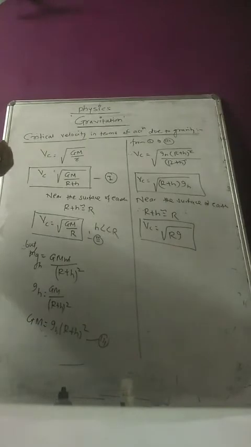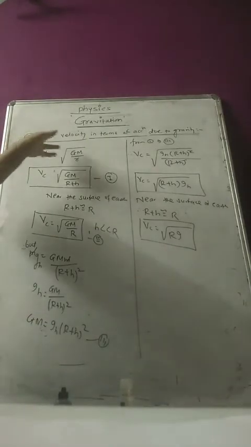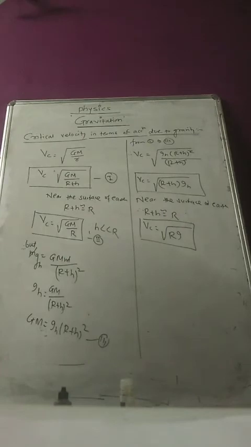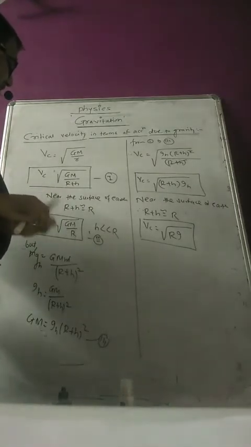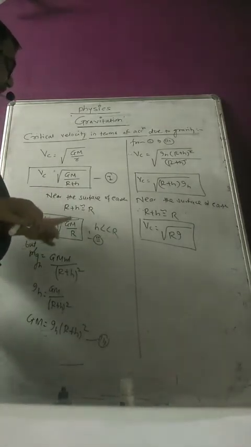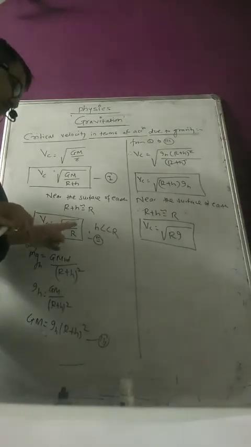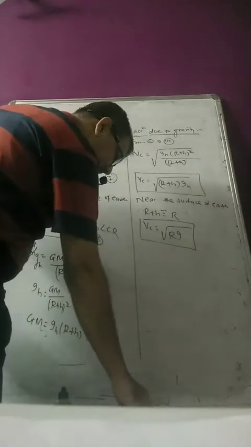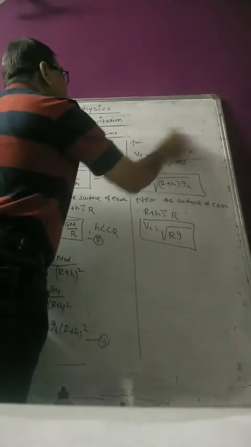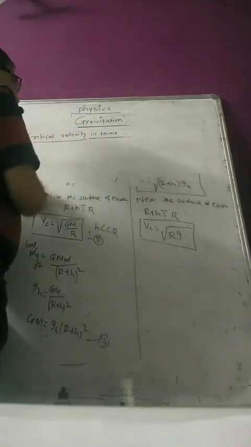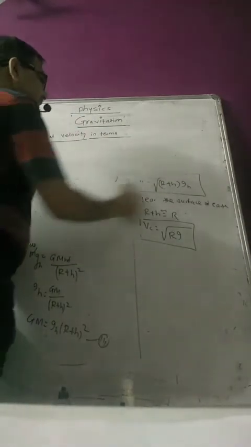Now the next expression we want to find out is the critical velocity of the satellite close to the surface of the earth, of radius r and mean density rho. Near the surface of the earth we want to calculate the square root of GM by R. This is the critical velocity, and we want to calculate this velocity in terms of the density of the earth.